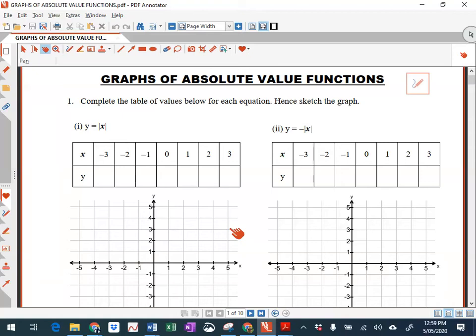Hi, year 11. We're going to look at graphing absolute value functions. So the first function we're going to look at is y equals mod x. So let's do that now.